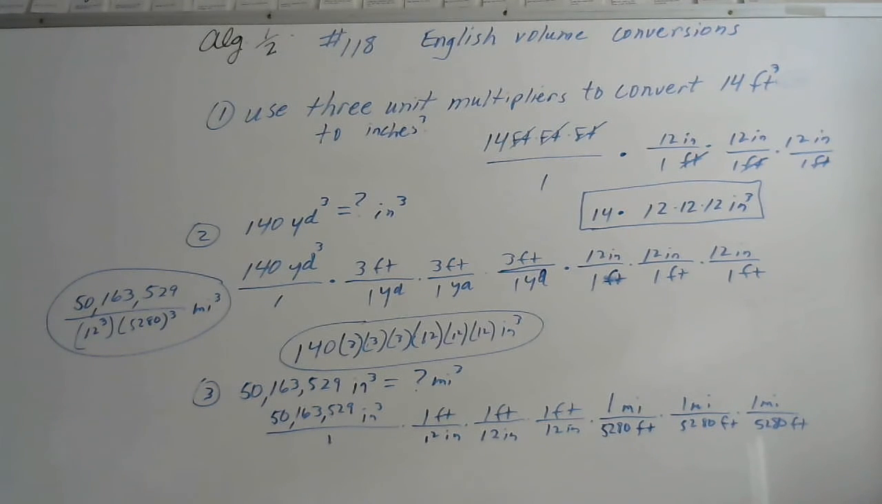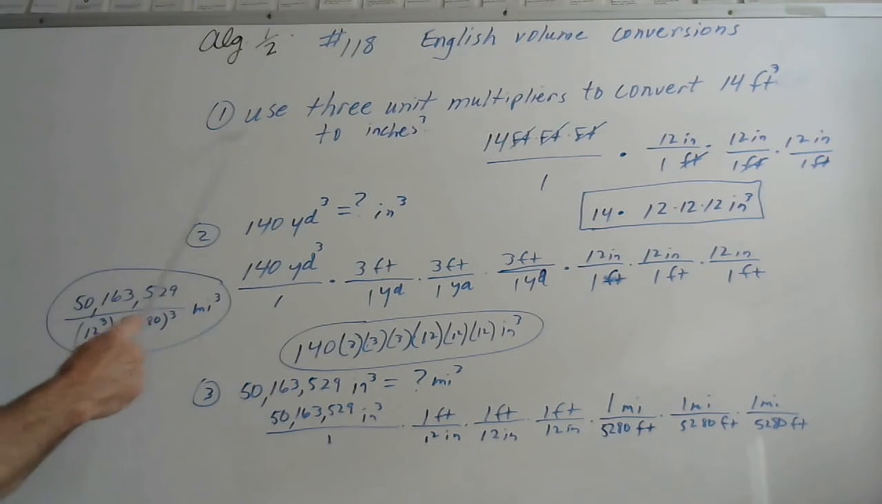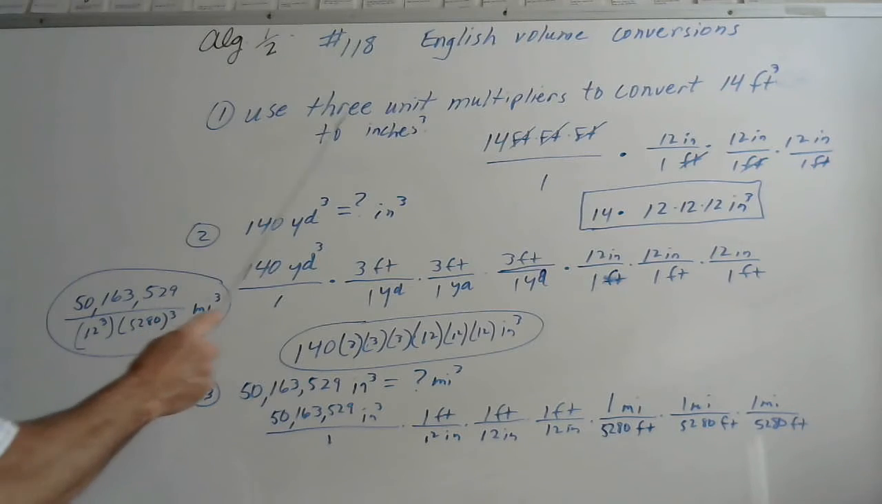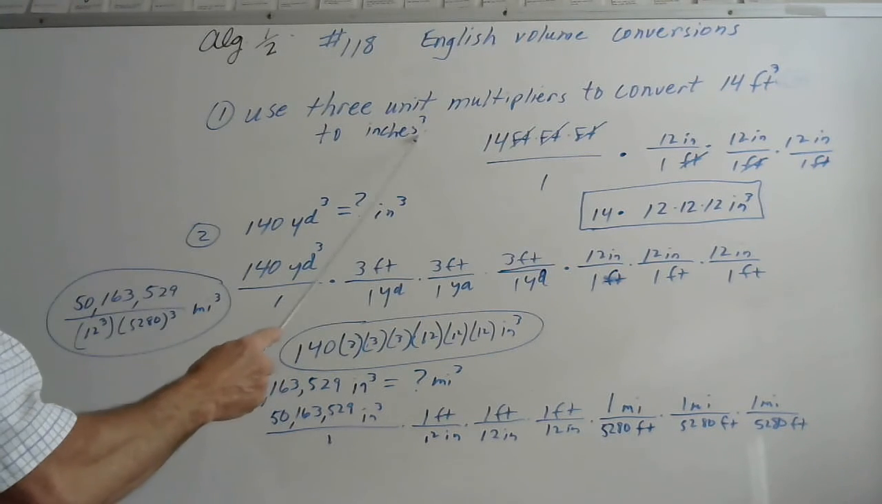Okay, so we have lesson 118, English volume conversions. They're going to give you a short word problem like this: use 3 unit multipliers to convert 14 feet cubed to inches cubed.